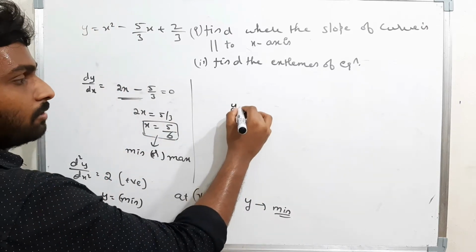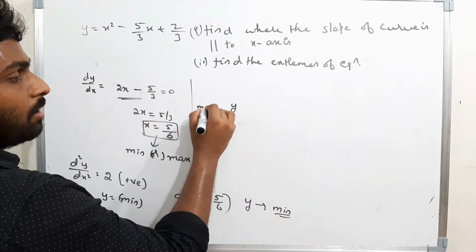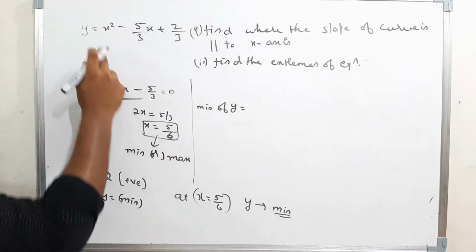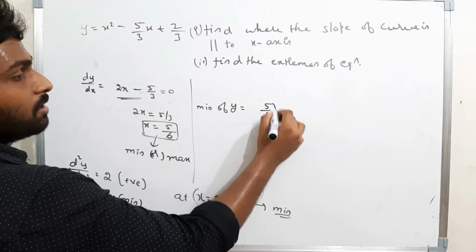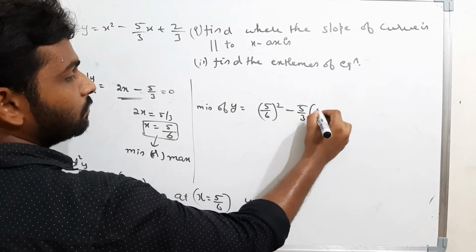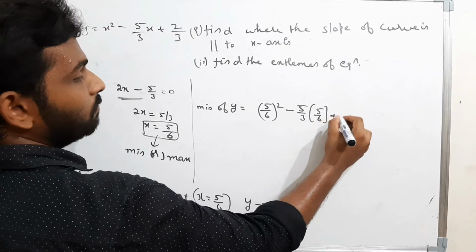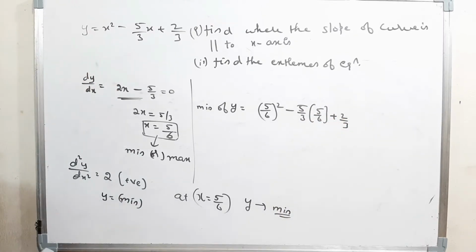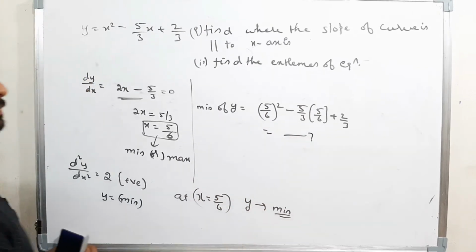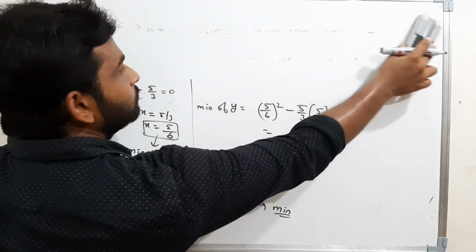Extremes, that means nothing but minimum or maximum values. What is the minimum value? Minimum of y is how much? Just keep this 5 by 6 there: 5 by 6 whole square minus 5 by 3 into 5 by 6 plus 2 by 3. If you solve this, you will get the minimum value of 5. Okay, we'll see one more problem next.